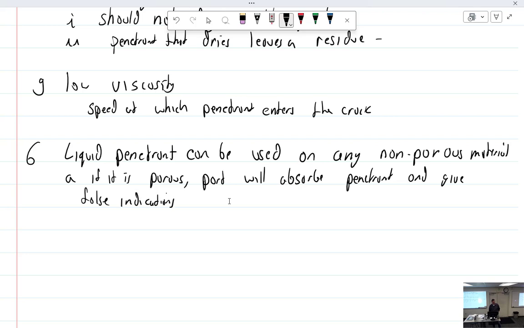Wow, man, this thing is messed up. I can't use it at all. Yeah, like if you want to see if your sponge has a crack in it. Your wooden propeller, no good, man. Gotta throw that whole thing away. So we'll just see some examples of porous material.